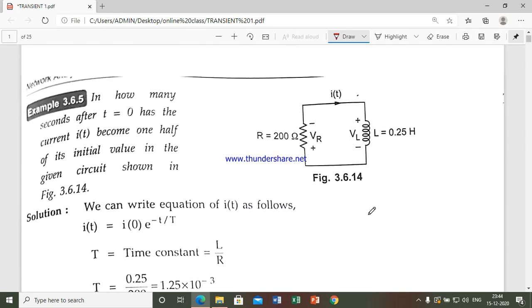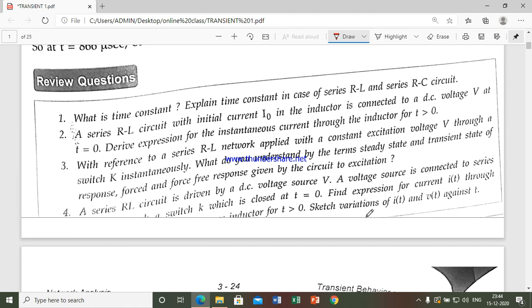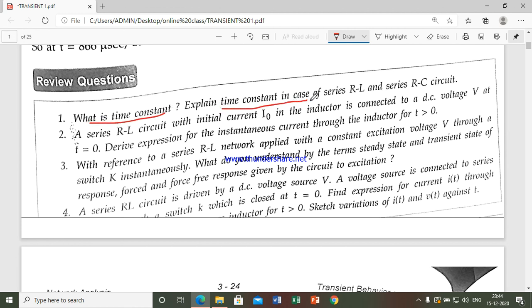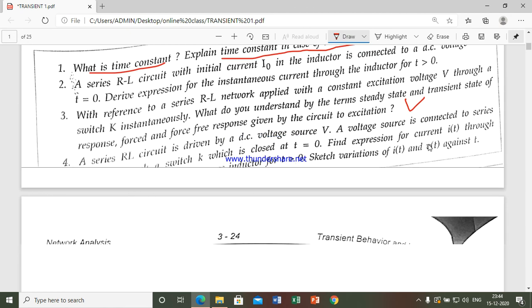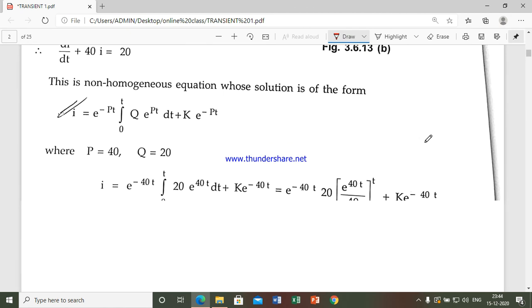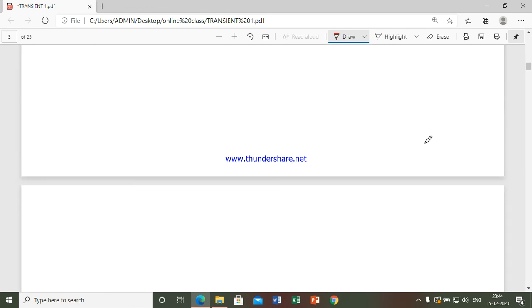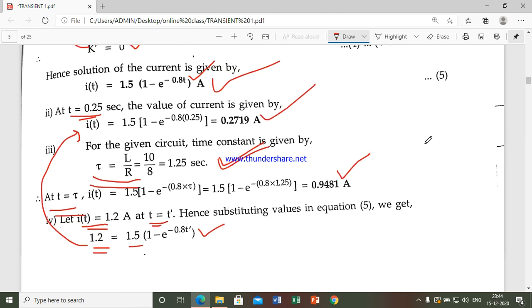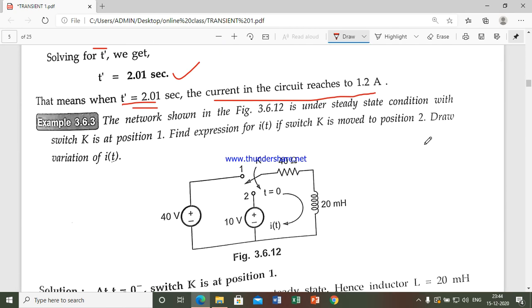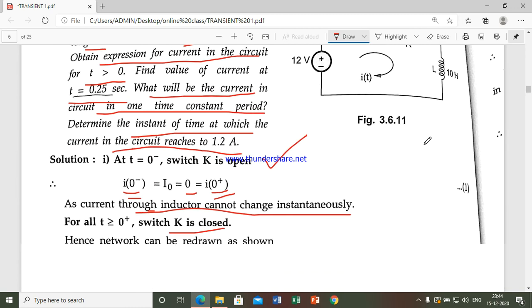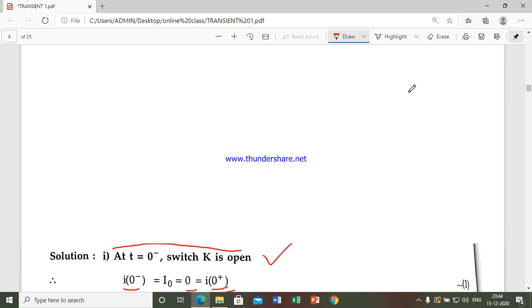So these are the concepts for the RL circuit. We will see what are the university questions you may get. What is time constant? Explain time constant in series RL circuit. Sometimes they may ask the derivations, which we have done. Like this they may ask problems related to this. Just know whatever problem we have solved, that type of problem they may ask in the university questions.